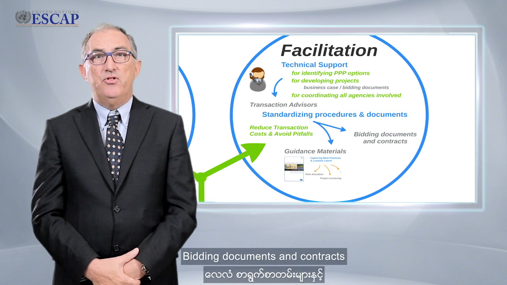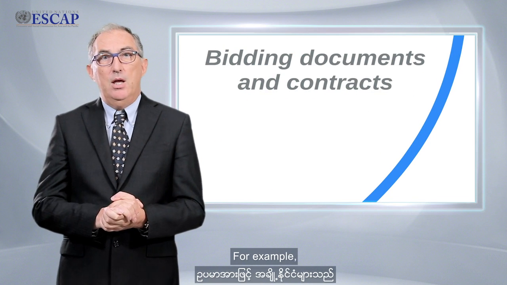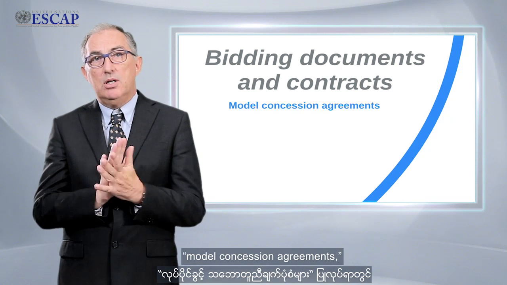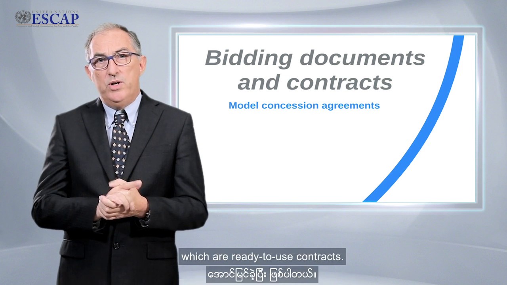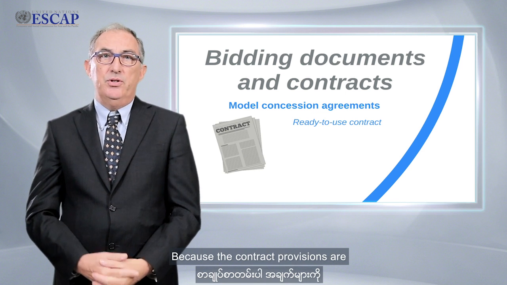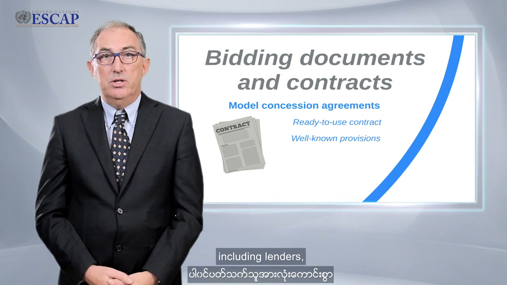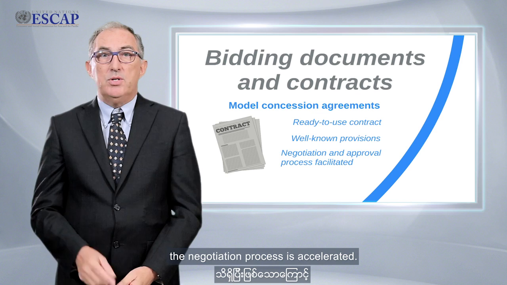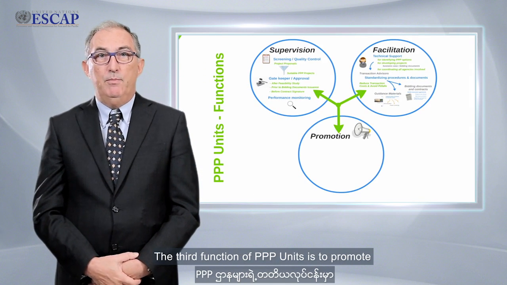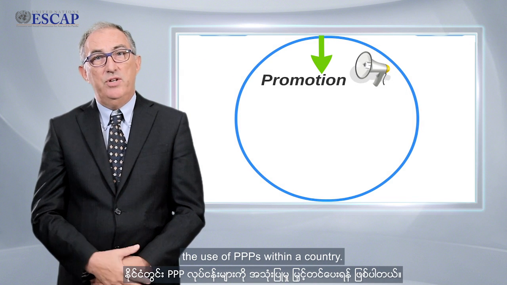Bidding documents and contracts can also be standardized. For example, some countries have been successful in developing model concession agreements, which are ready-to-use contracts. Because the contract provisions are well known by all stakeholders, including lenders, the negotiation process is accelerated. The third function of PPP units is to promote the use of PPPs within a country.